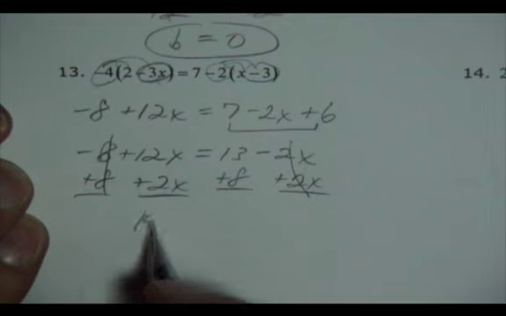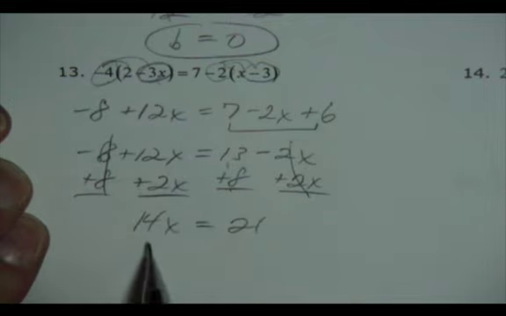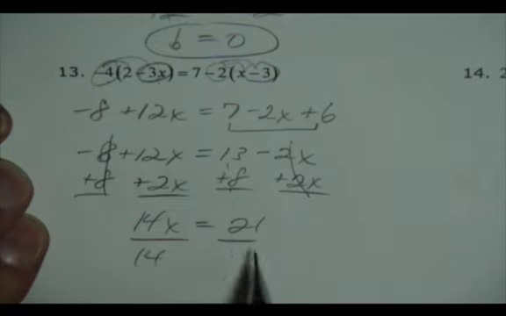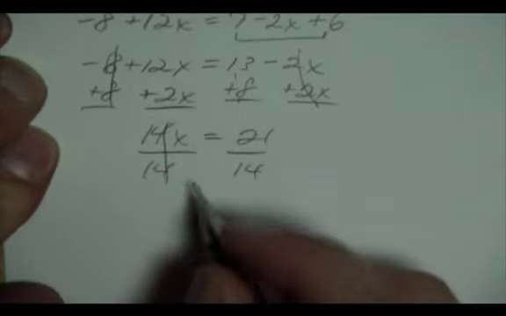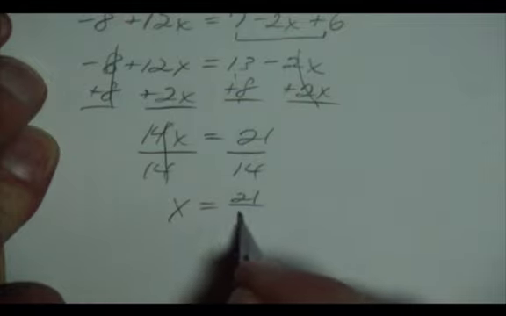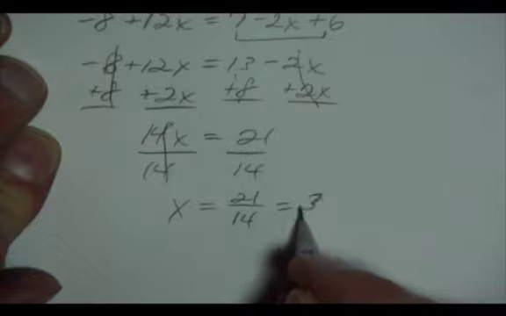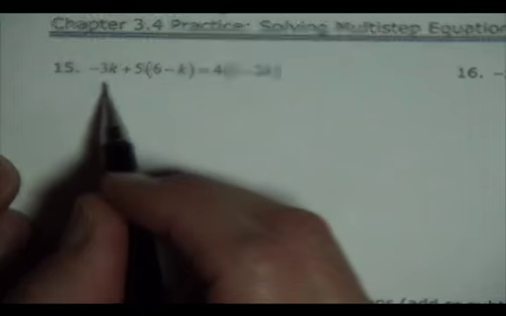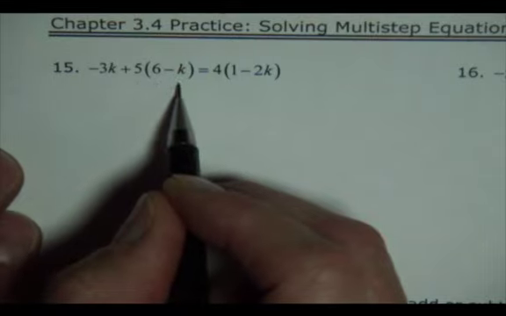This gives us 14x equals 21, and we'll divide by 14 on each side, and this will allow us to get to x equals 21 over 14, which is the same as 3 over 2. -3k plus a 5 times the quantity 6 minus k.